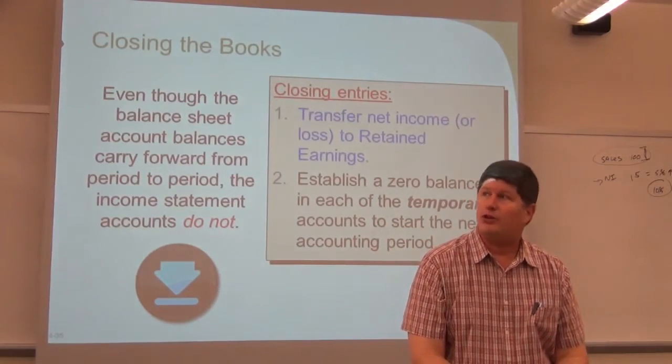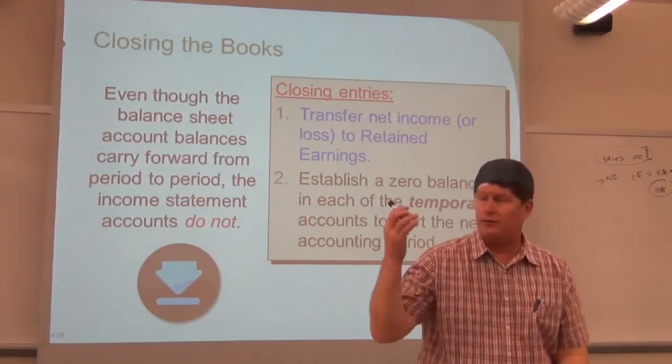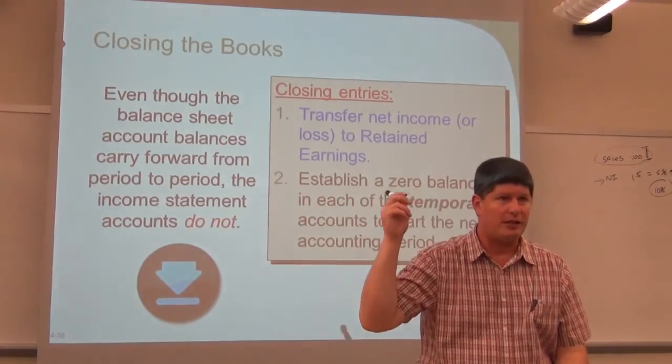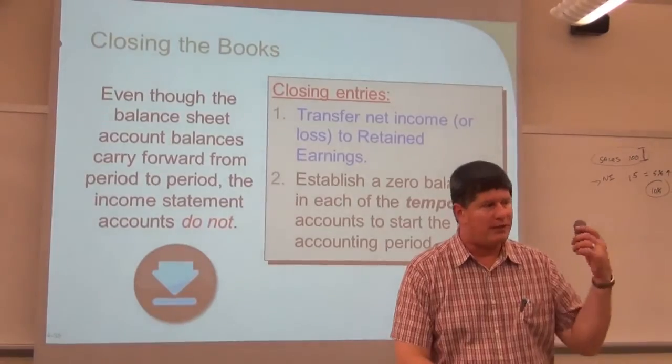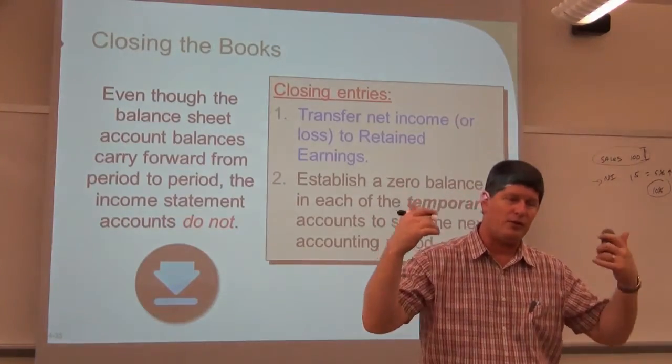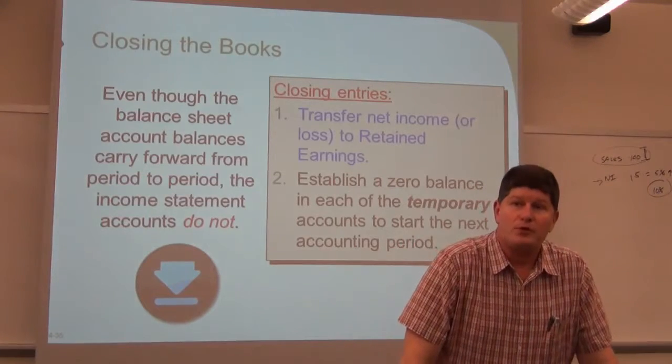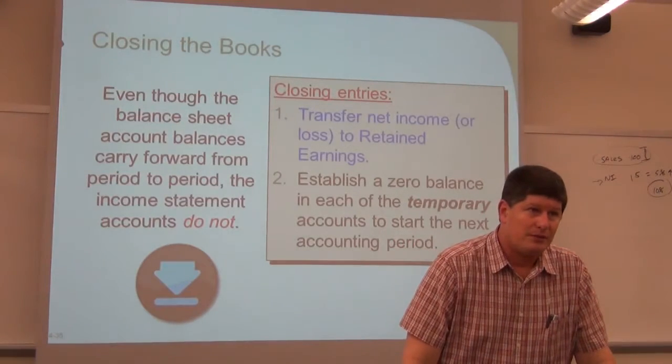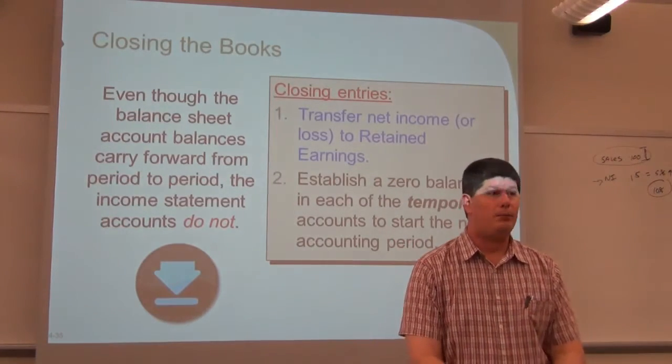And there are two types of accounts. We've had accounts on the board all night long, T accounts, right? We've had cash, we've had equipment, so all your assets, we've had liabilities, revenue, and expenses. Those break down into two different types, what are called temporary and permanent accounts.